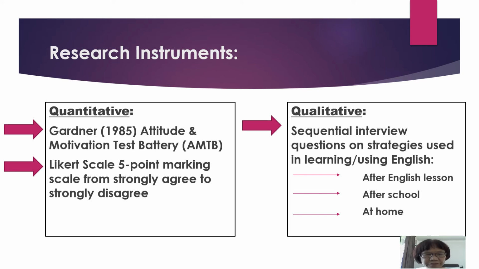The research instruments used for the quantitative research will be based on Gardner's 1985 Attitude and Motivation Test Battery. In addition, there will also be a Likert scale of 5-point marking from strongly agree to strongly disagree. For the qualitative research, the research instrument will be sequential interview questions on strategies that students use in their learning as well as using of English. For example, after their English lesson, after school, or when they are at home.